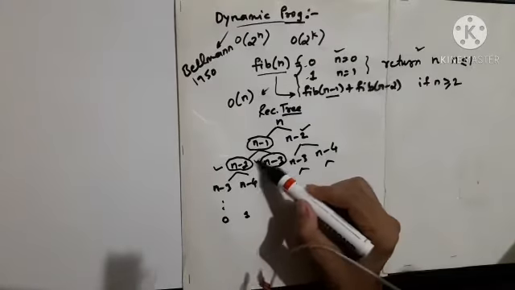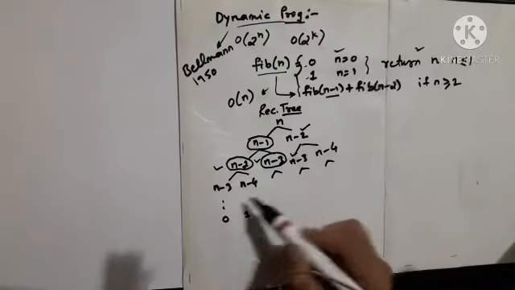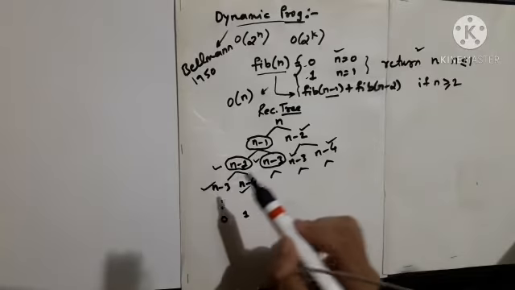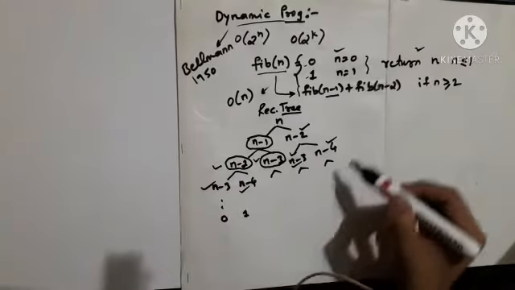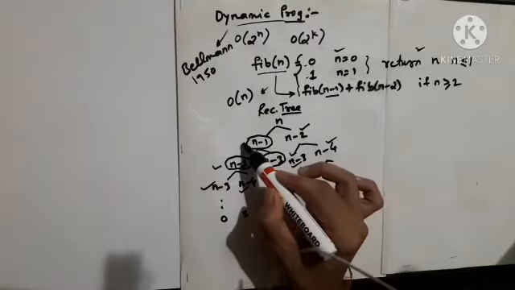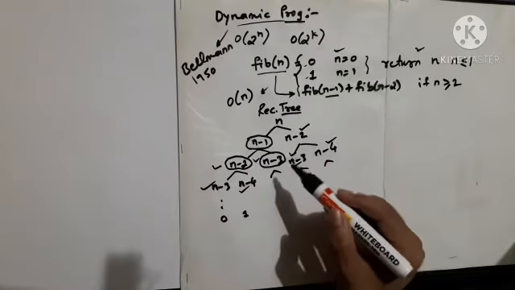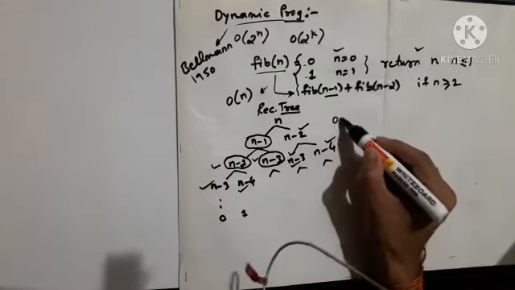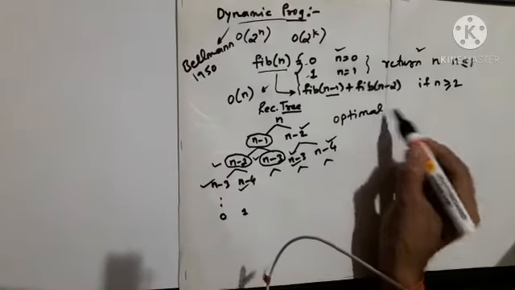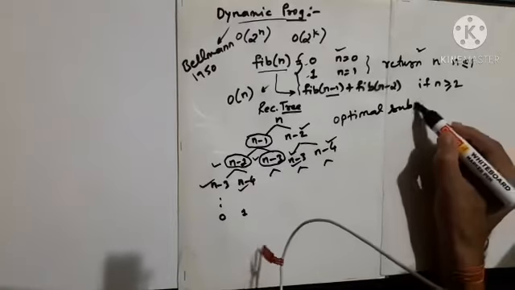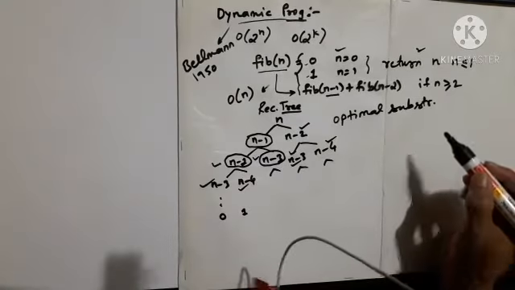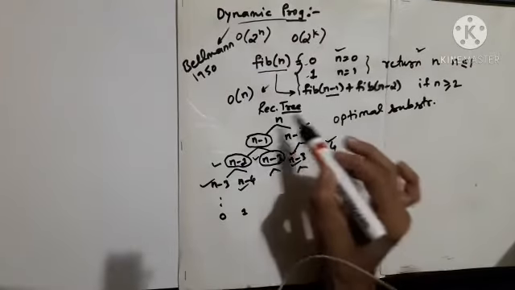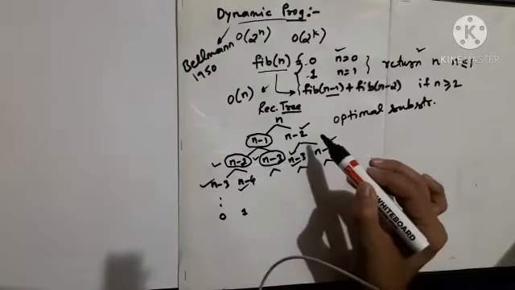See here, I'm calculating n minus 3, here I'm also calculating n minus 3. Here I'm calculating n minus 4, here also n minus 4. Here n minus 3, here also n minus 3, here also n minus 3. So you can say that a similar function is being computed again and again. This type of structure is known as optimal substructure.